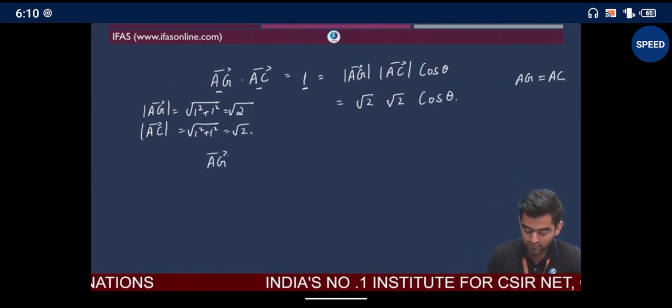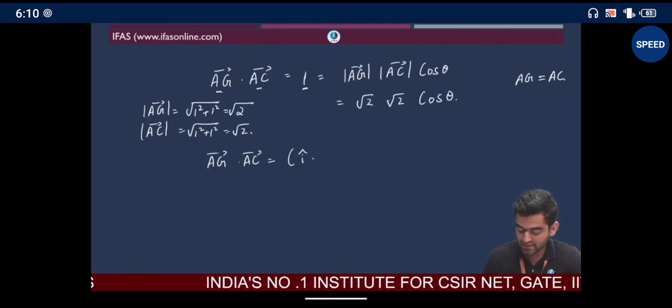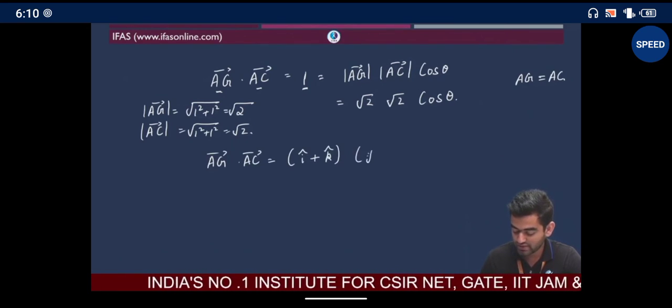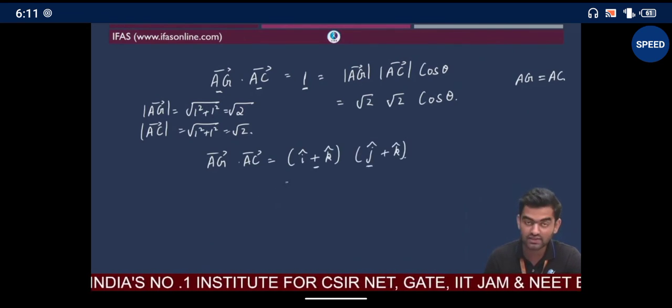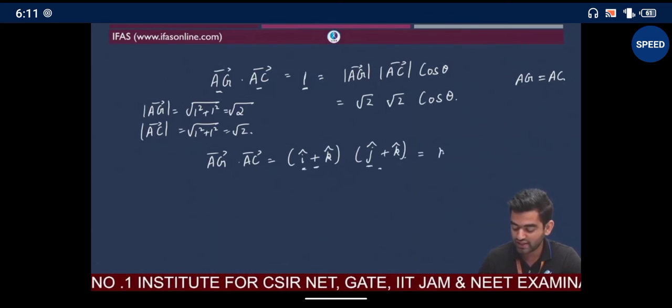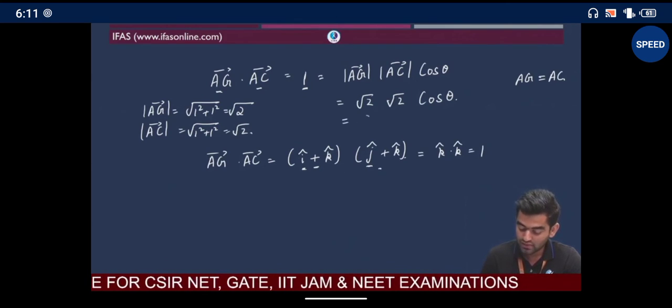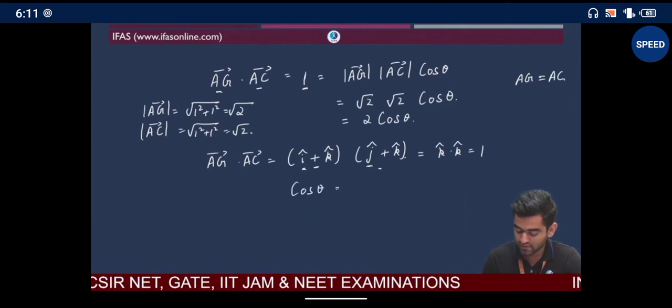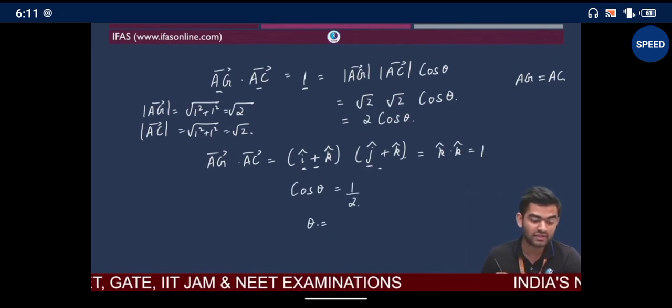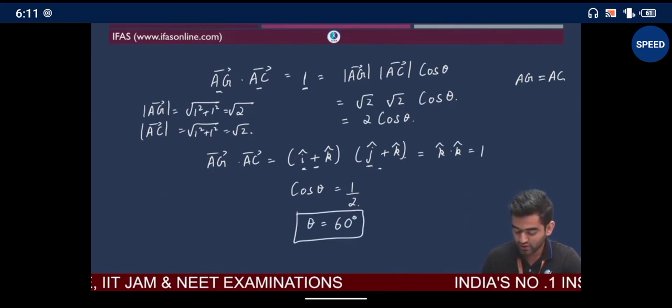AG vector dot AC vector. AG can be represented as i cap plus k cap, and AC can be represented as j cap plus k cap. There is no coefficient of j in the first, and no coefficient of i in the second. So I'm going to take the product here only of k cap dot k cap, which is 1. It will simply become equal to 2 cos theta, so cos theta becomes 1 by 2, and theta equals 60 degrees. Hence we have calculated the angle between the face diagonals.